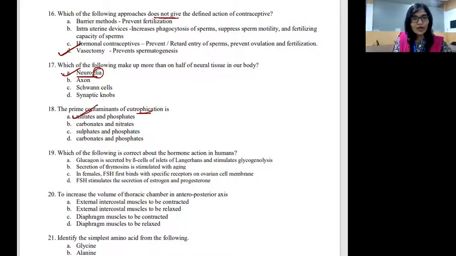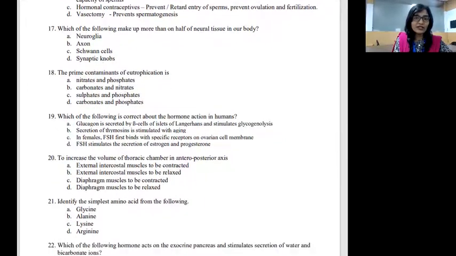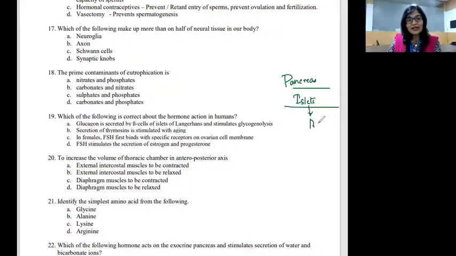Okay, the next question. Which of the following is correct about the hormonal actions given here? Okay, listen. Suppose let's talk about the pancreas. In the pancreas, there are going to be islets of Langerhans. Yes, let's write islets. In the islets of Langerhans, there are going to be alpha cells and beta cells. Beta cells are the ones which produce what? Insulin. It's not glucagon. So they produce insulin.